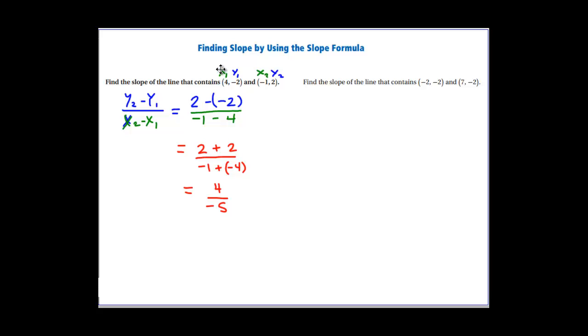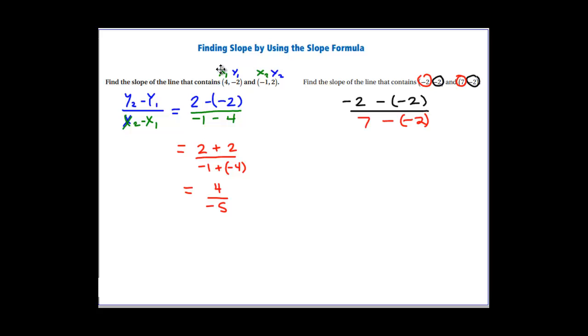We look at our second example. We can do it the same way. We're going to take -2 minus a -2. Those are our y values. And we are going to take 7 minus a -2, and those are our x values.